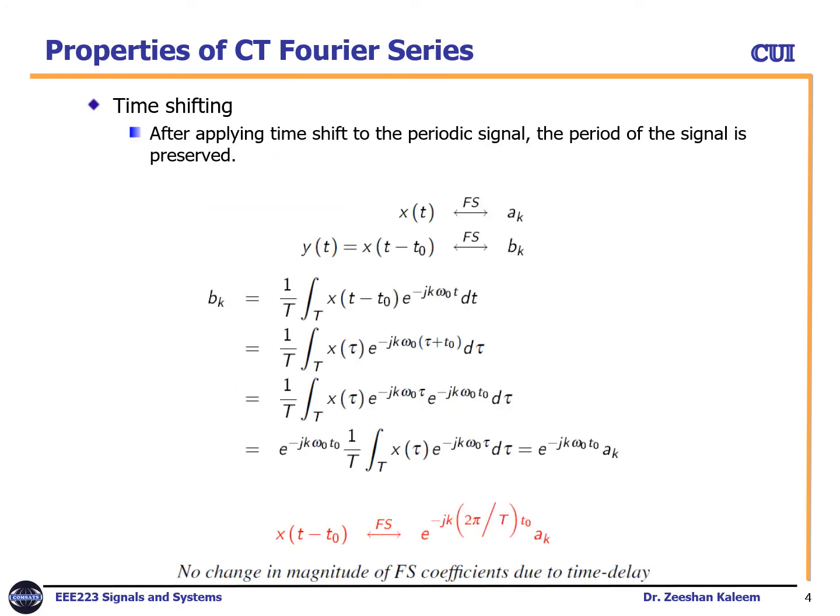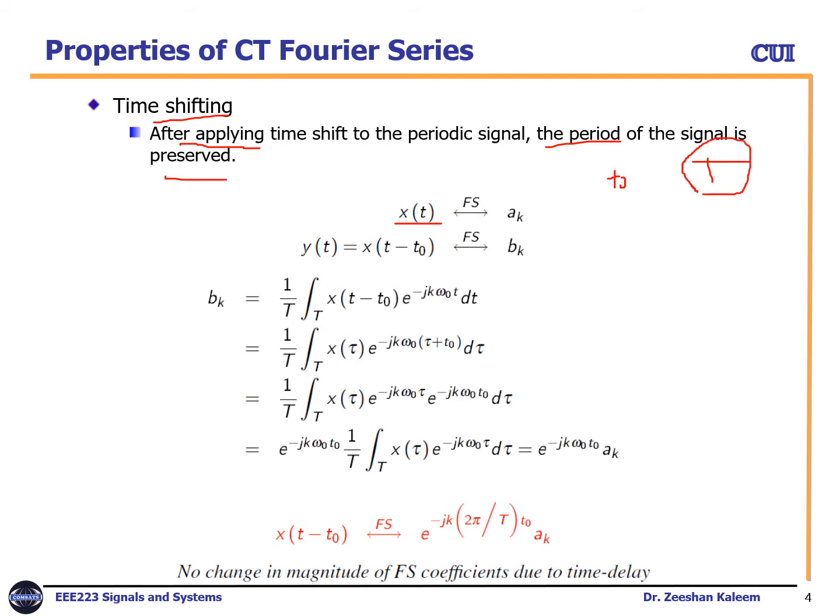The other important property is the time shifting. So we have to prove what will happen if we shift the signal x of t by some time t naught. What will be the effect on the Fourier series coefficients at the end? Let's see that after applying a time shift to the periodic signal, the period of the signal is preserved. When the signal is periodic and you give it a time shift of t naught, it still has the same period, capital T. So even if you delay or advance a signal, it will not affect the overall time period of the signal.